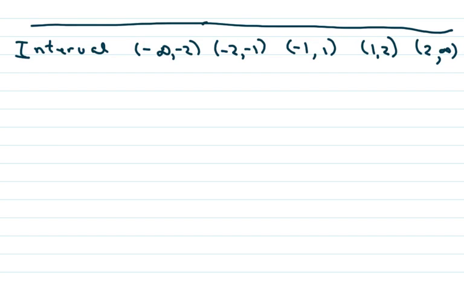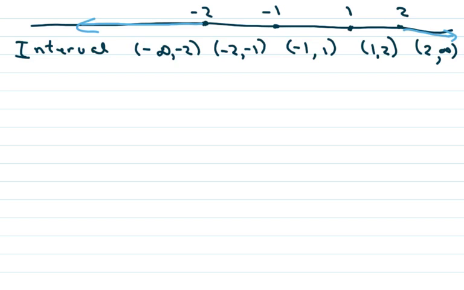I'm picking negative 2 because those are the vertical asymptotes. So I'm picking negative 2 and 2. I'm also picking negative 1 and 1 because those are the x-intercepts. And I want to know what's going on between both of these x-intercepts. So I want to know what's going on here and this side.